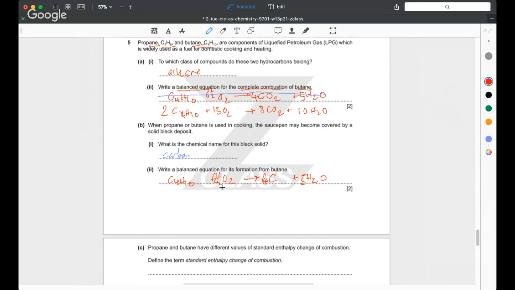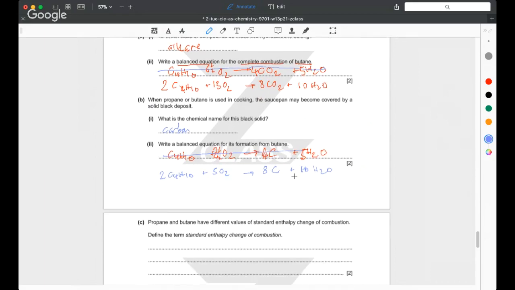front of the oxygen. To get rid of that fractional stoichiometric coefficient, you're going to write 2 moles of butane plus 5 moles of oxygen is giving you 8 moles of carbon and 10 moles of water. And in that way, we get rid of the fractional stoichiometric coefficient and have integers, whole numbers, for the stoichiometric coefficients.